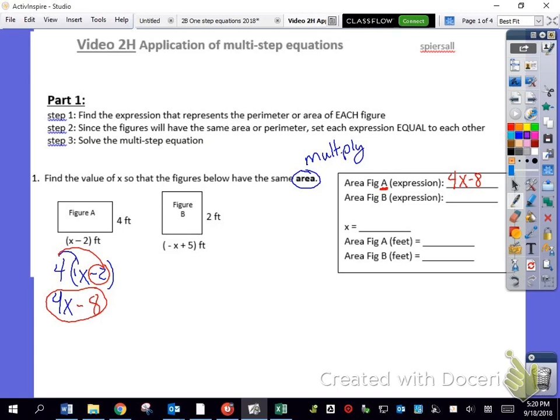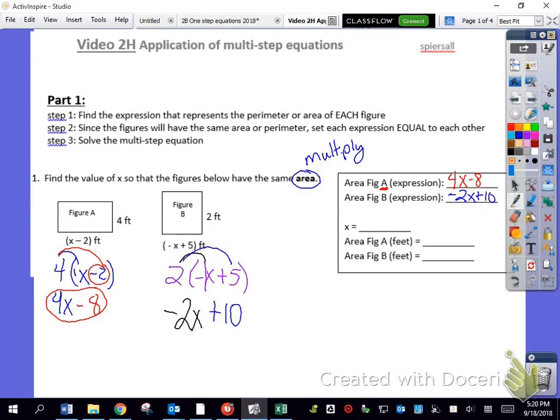Now, figure B, I need to find the area again. So I'm going to multiply. So put your parentheses, negative x plus 5. And remember, that means negative 1x. And then the 2 goes on the outside. So 2 times negative 1 is negative 2x, and then you have 2 times 5, and 2 times 5 is positive 10. So it's negative 2x plus 10.